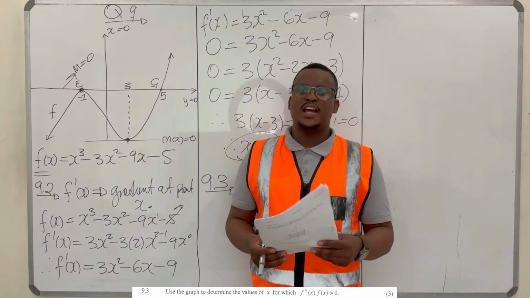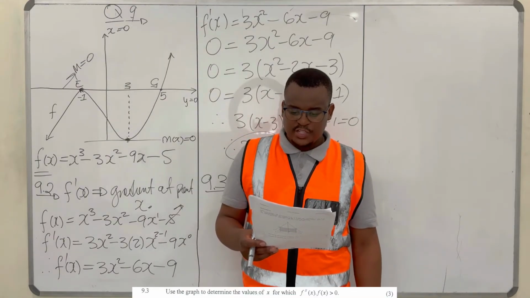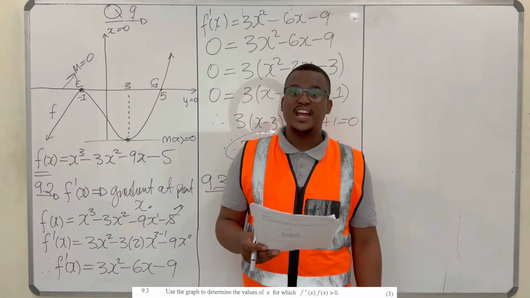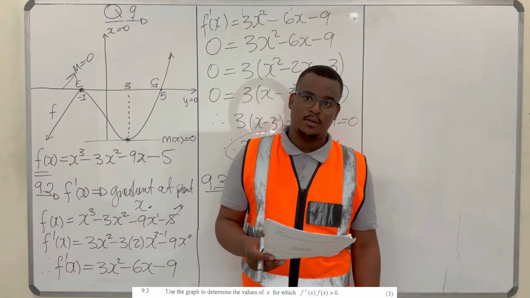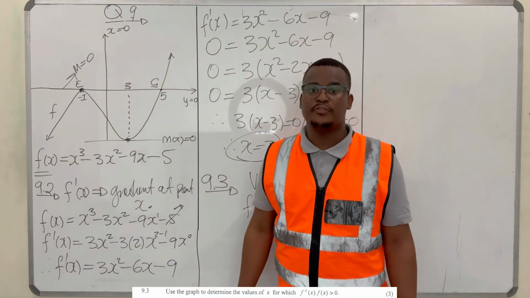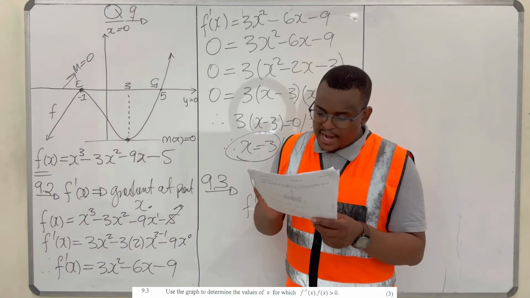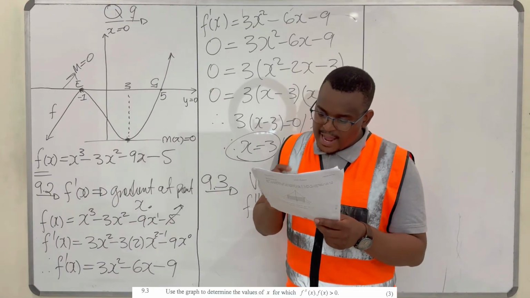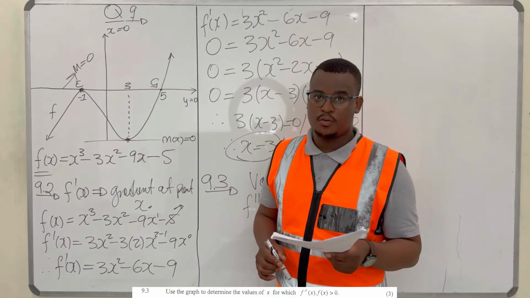Okay, so now we're doing 9.3. They are saying, use the graph to determine the values of x for which f prime prime at x times f of x is greater than 0. So they want us to use our graph to find the values of x for which f prime prime at x times f of x is greater than 0.